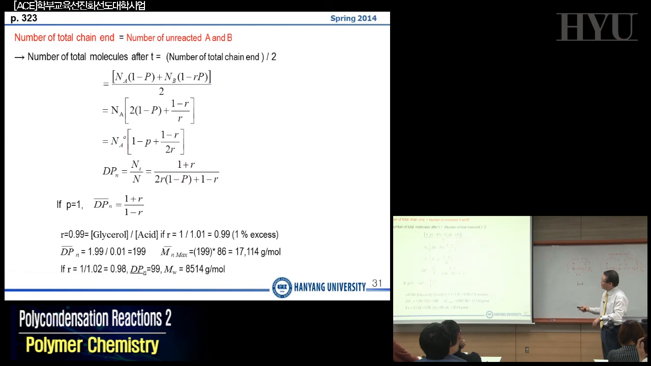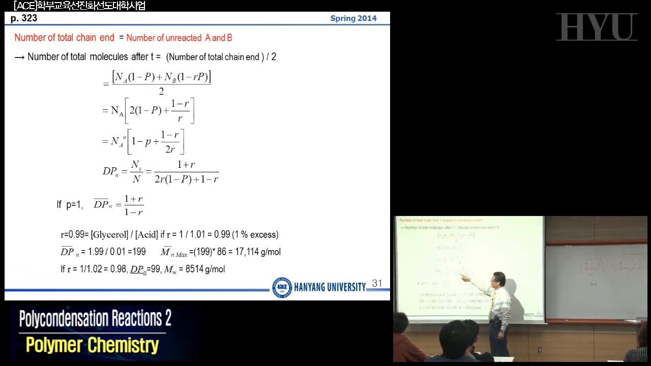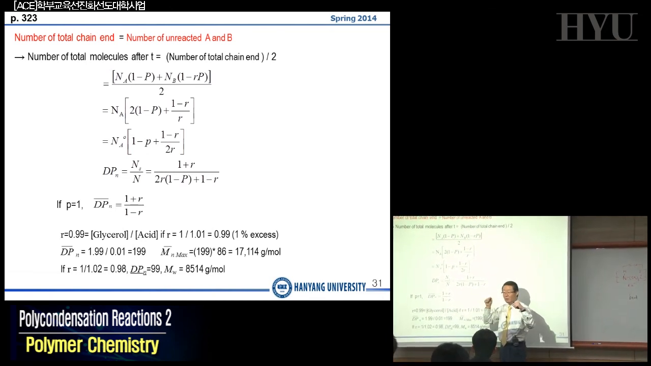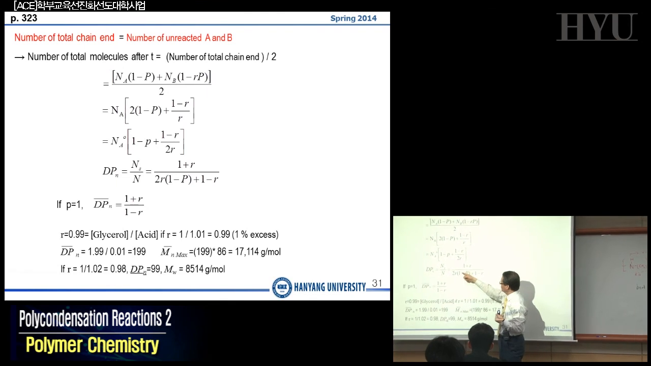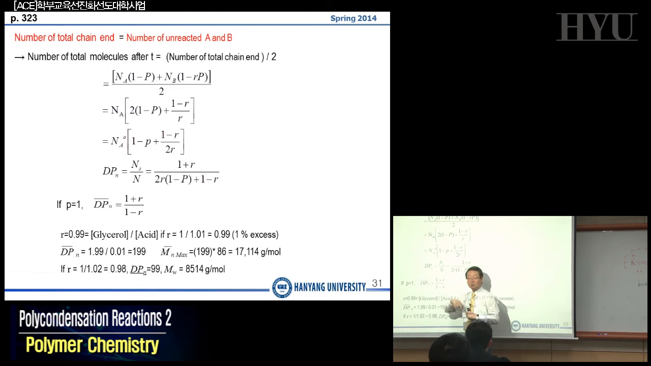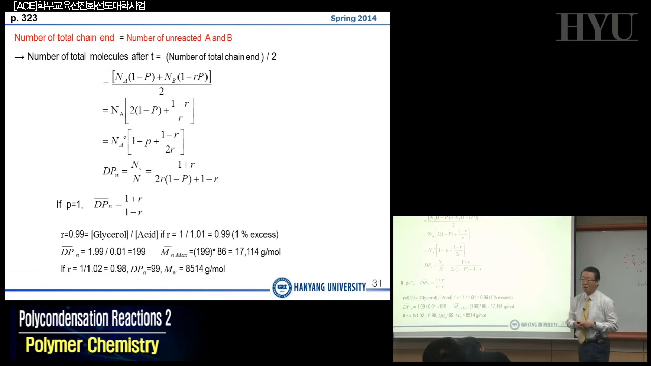So DPn is equal to (1 plus R) divided by (2R times (1 minus P) plus 1 minus R). This equation reduces to 1 over 1 minus P, of course, but if you know the feed ratio, how many molecules of A and B you put into your reactor, you can calculate DPn. Assuming P is close to 1, you can cancel this out so that it becomes a very simple equation: (1 plus R) divided by (1 minus R).